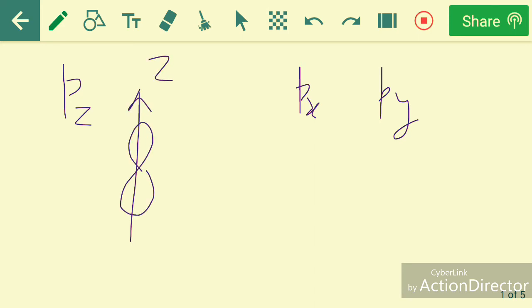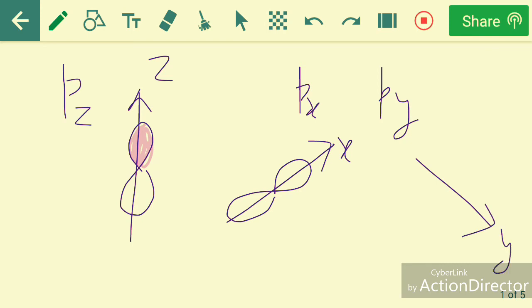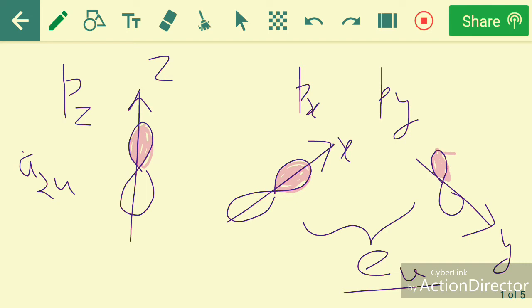Now we will discuss the 3p orbitals, pz, px and py. If this is the z axis, the p orbital is like this. One lobe is positive and the other lobe is negative. In case of px, if this is the x axis, then this is the px orbital, and if it is y, then this will be the py orbital, and one lobe of each p orbital will have a positive wave function sign. So in this case, the pz orbital is represented as a2u, while these two orbitals have similar energy, so these can be represented as eu. Now what do we mean by e? E means doubly degenerate. There are two orbitals, so e means doubly degenerate.